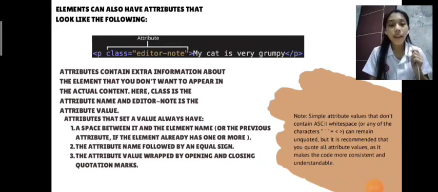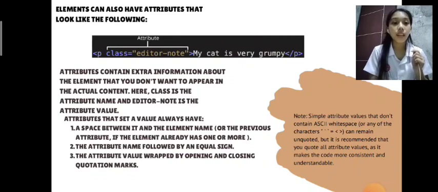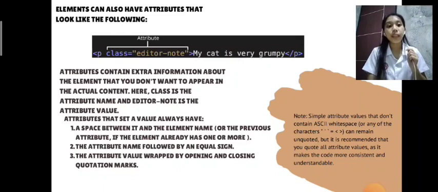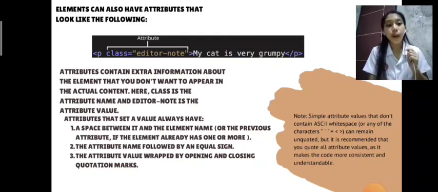Elements can also have attributes that look like the following. Attributes contain extra information about the element that you don't want to appear in the actual content. Here, class is the attribute name and editor-note is the attribute value. Attributes that set a value always have: number 1, a space between them and the element name. Number 2, the attribute name followed by an equal sign. And number 3, the attribute value wrapped by opening and closing quotation marks.